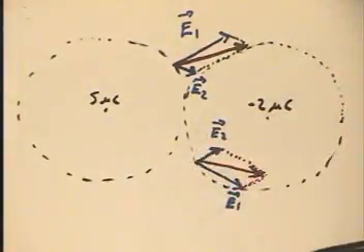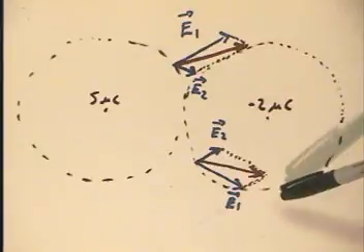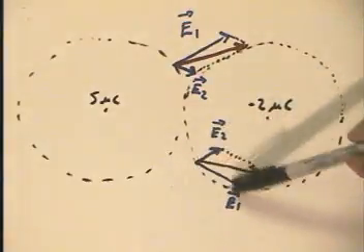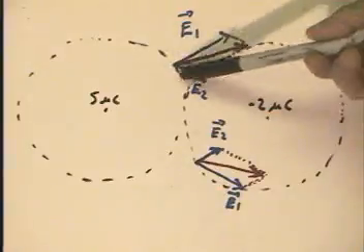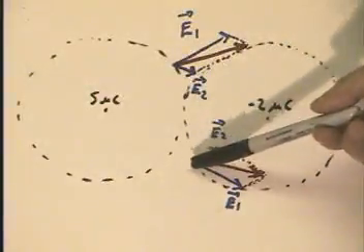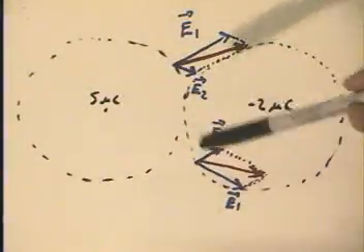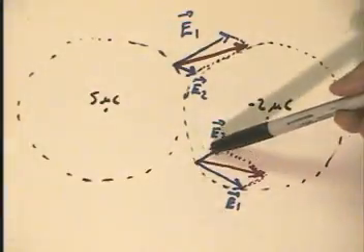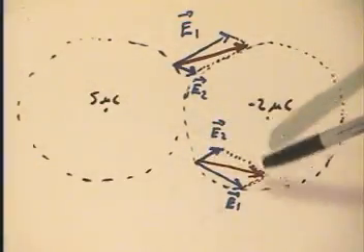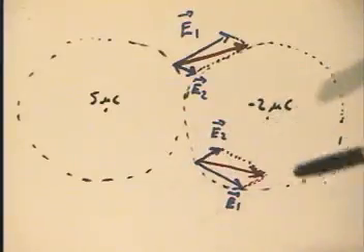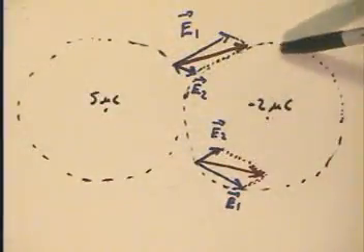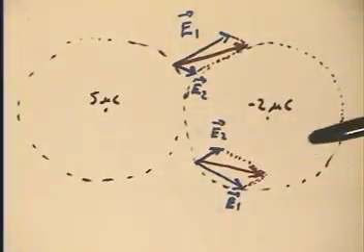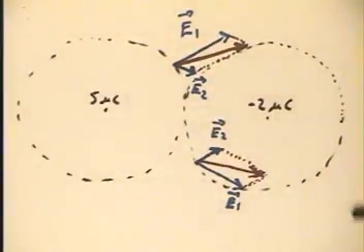Now at this point, the E1 vector, the vector repelling from the 5 microcoulomb charge, won't be quite as great as the E1 vector on this circle because we're slightly further away than we were on the circle. The E2 vector will just be the E2 vector that we had, and we're going to get a resultant like so. Now as we go around the circle, we should be able to sketch the E1 and E2 vectors at the other indicated points.